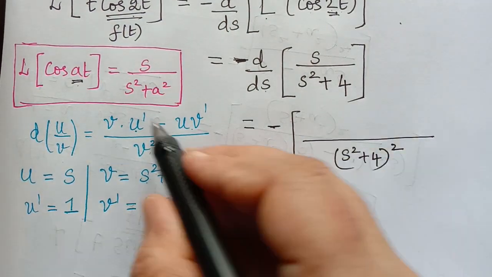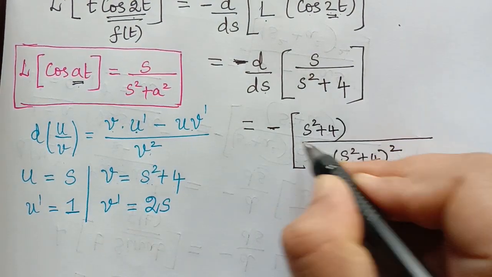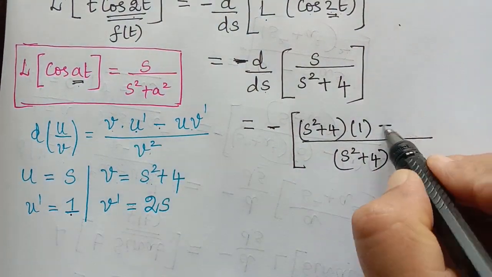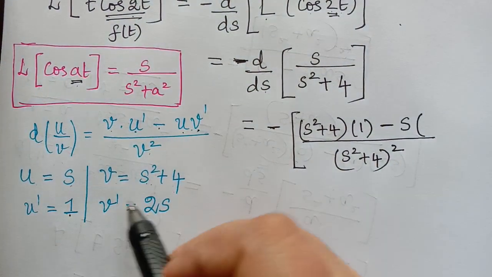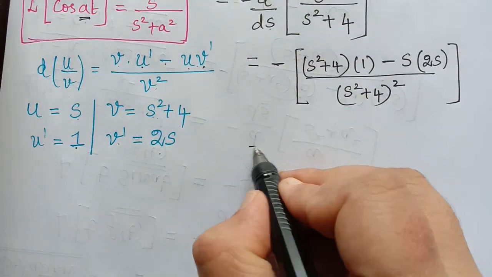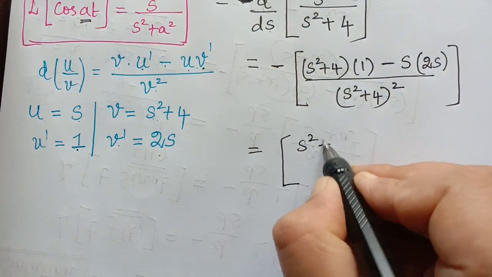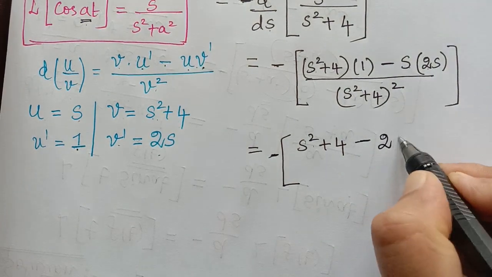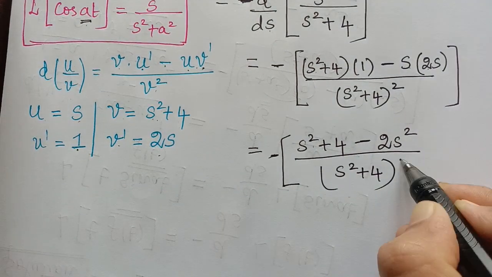And in the numerator, v multiplied with u dash. v is s square plus 4 and u dash is 1, so multiplied with 1, minus u multiplied with v dash. u is s multiplied with v dash, which is 2s. And so this will be further equal to, on simplifying, we will be having s square plus 4, with the negative sign, minus 2s square, divided by s square plus 4 the whole square.